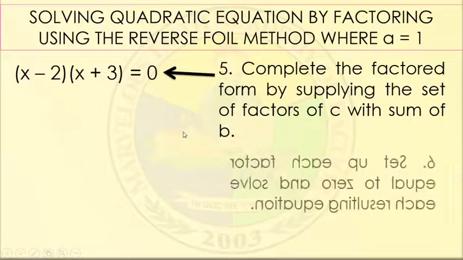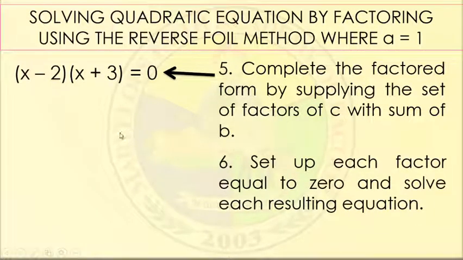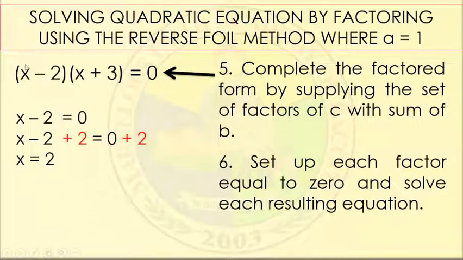Okay? So, next, set up each factor equal to 0 and solve each resulting equation. Okay, so unang muna natin is si x minus 2. So maglalagay lang tayo ng equals to 0. Pwede nyo siyang i-transpose yung minus 2 or negative 2, magiging positive 2. Or kunin mo yung additive inverse ni minus 2 which is plus 2. So gaya ng ginawa ko dito, nilagay ko din na plus 2 sa right side ng equation.